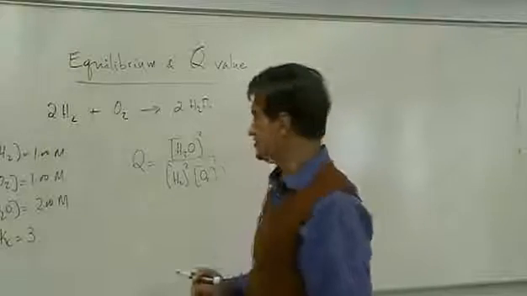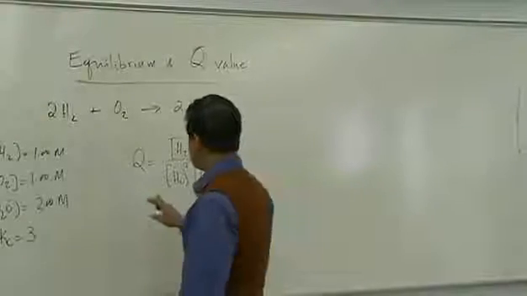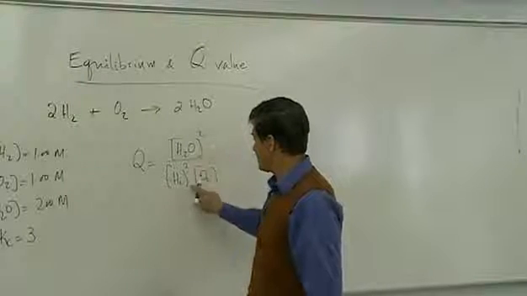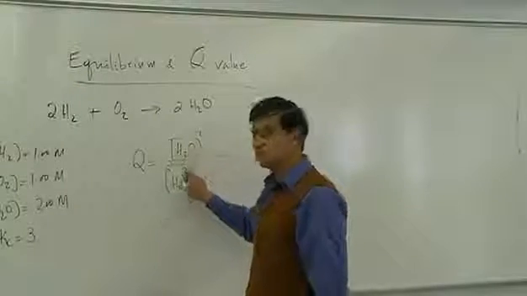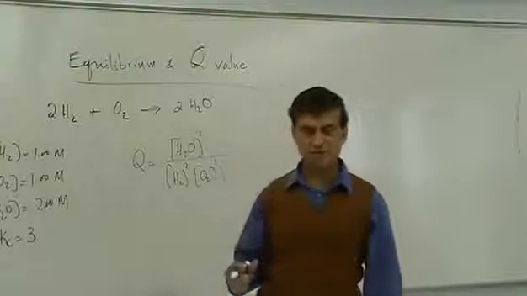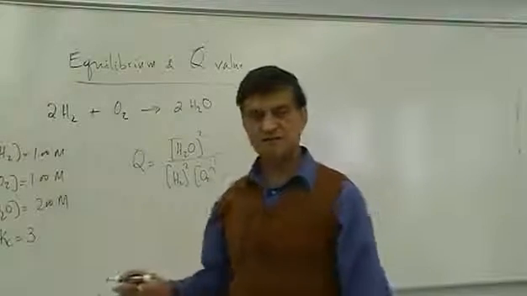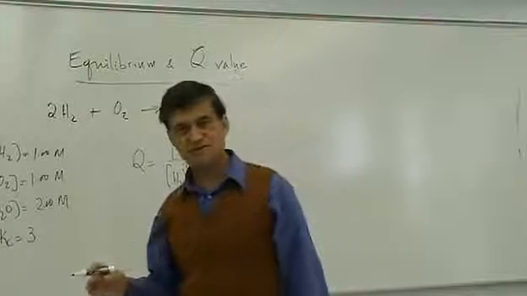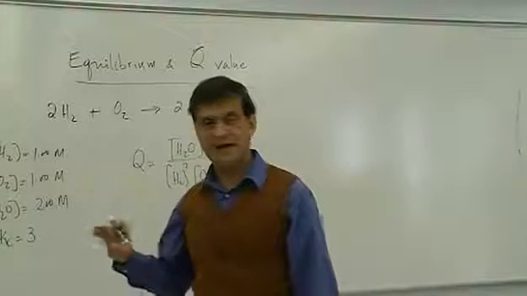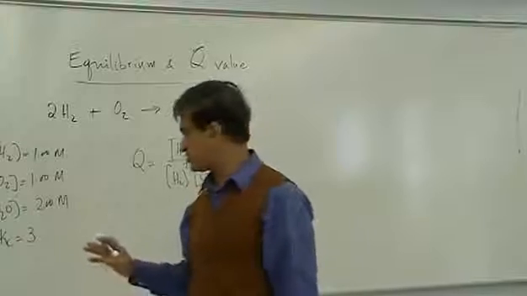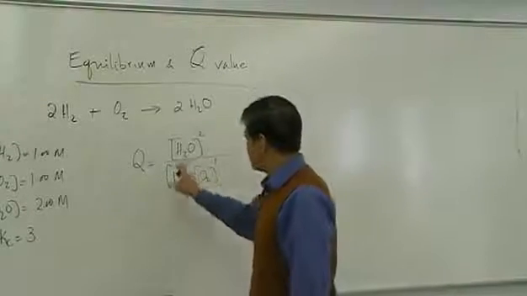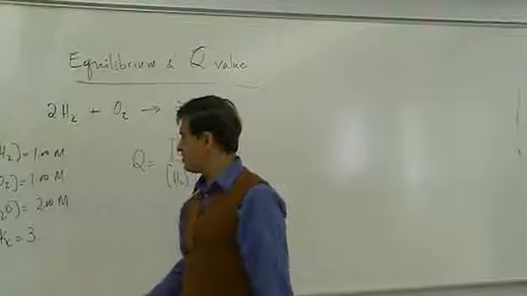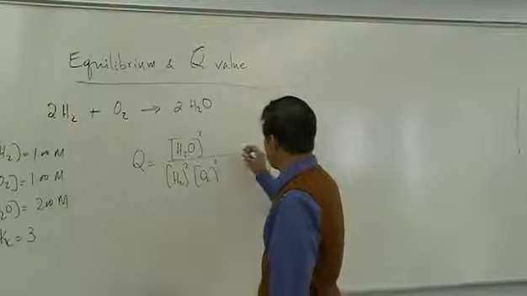Now then, what is the difference between Q value and equilibrium constant? In case of equilibrium, these would have equilibrium concentrations. So Q value can have any concentration, and every concentration is not an equilibrium concentration. Equilibrium concentration is the one that you get at the end, after equilibrium is reached. So let's first find out whether these represent equilibrium concentrations or not. So let's plug in these numbers.